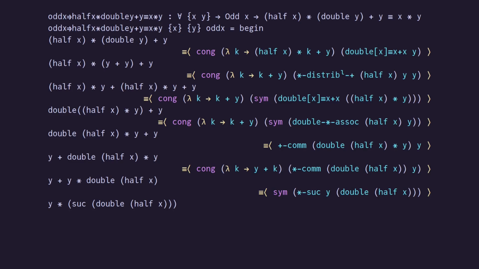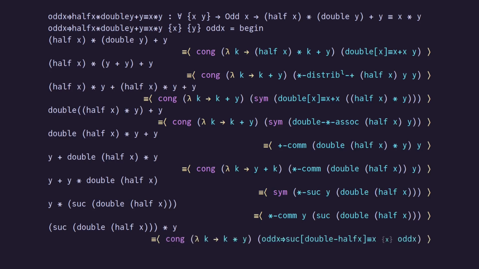Now we have earlier proved this lemma. Let us first apply the commutativity to ensure that it is the other way around. Now we have earlier proved this lemma about suck of half of double of x, which is the same as x into y. So that is how we end up with x into y.